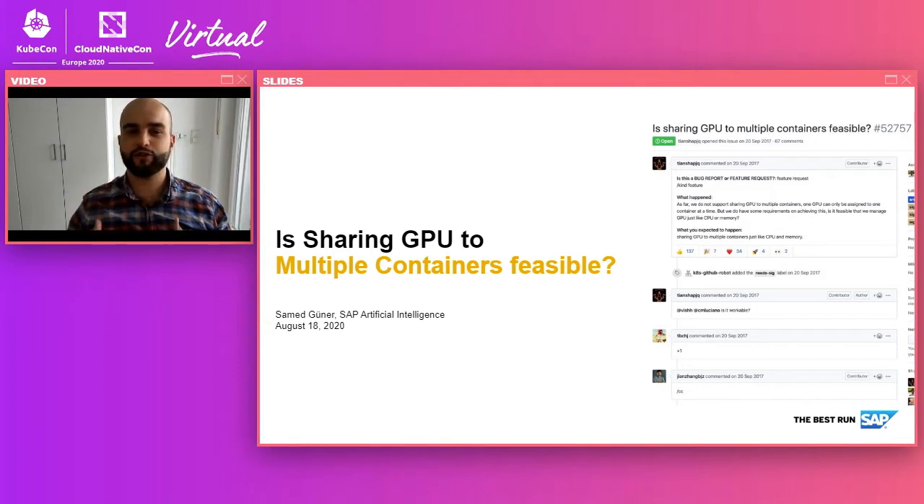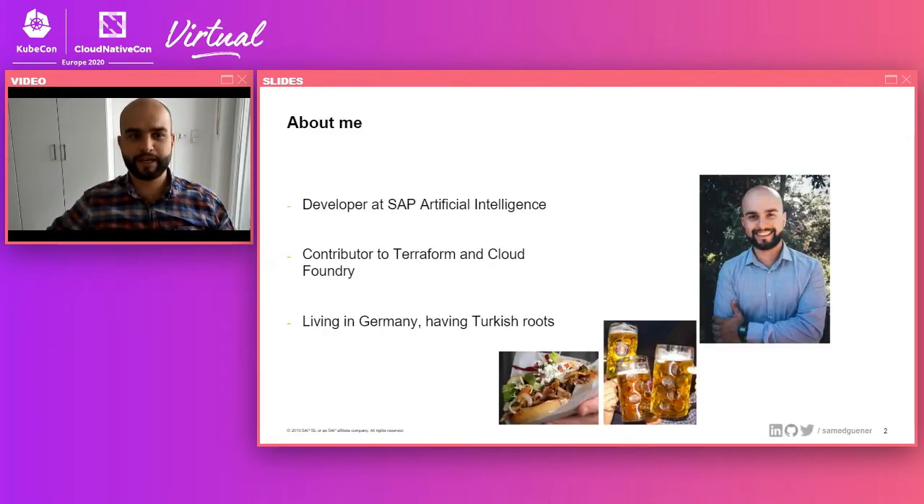In this session, I will not only give you an introduction how the provisioning of GPUs works, but also share our findings, implementation, and outlook, how you could get started already today in answering the question whether sharing a GPU to multiple containers is feasible. But first, a little bit about myself.